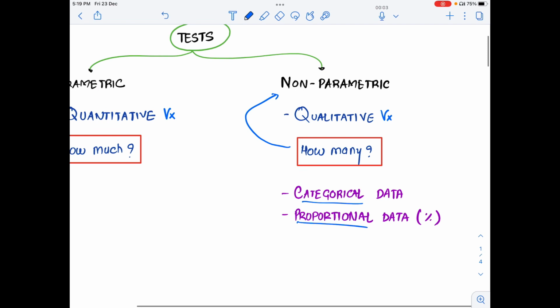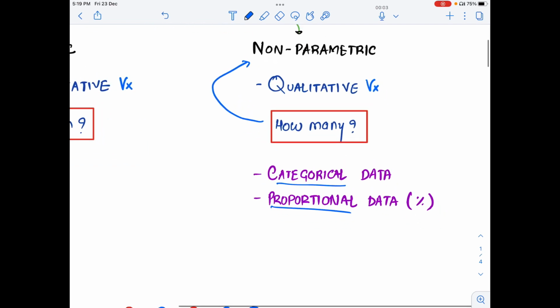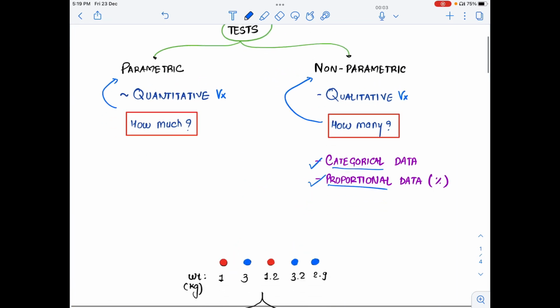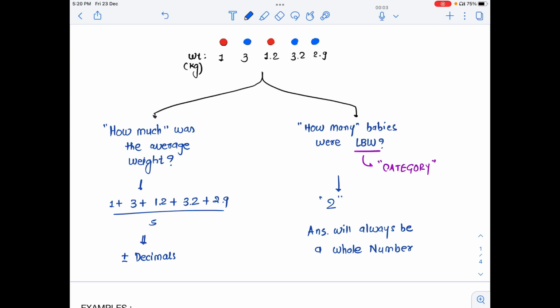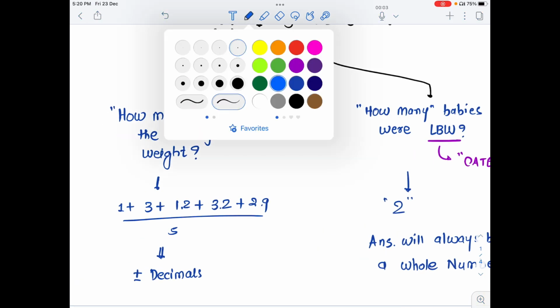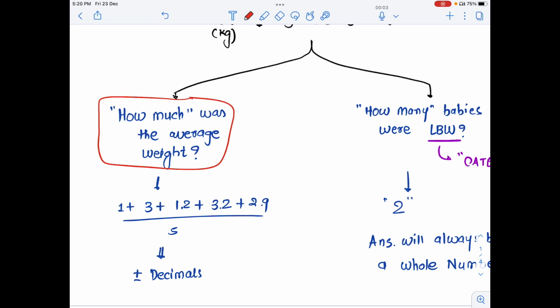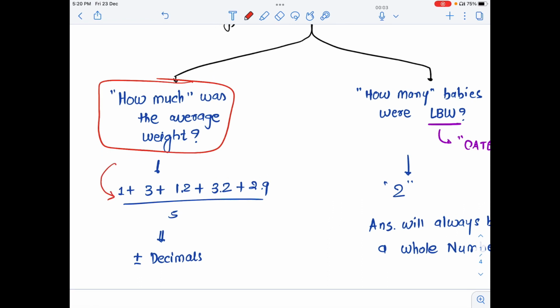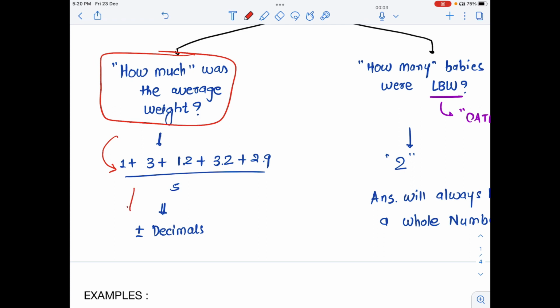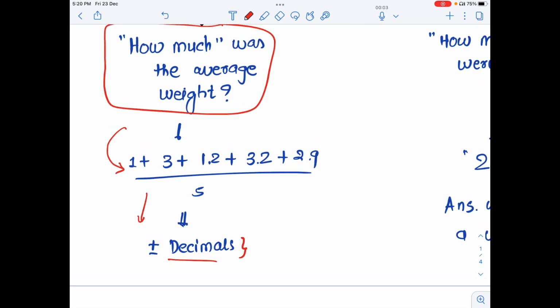Now I'll explain in a bit what I mean by this, but please also remember that it is also called categorical. It is also useful for categorical data as well as proportional data. Now imagine there was a hospital where 5 babies were followed up for their birth weight, and they were later used for research purposes. There were two types of research that were conducted. One research asked how much was the average weight of these babies, and you found out how to calculate the mean, and the mean gave you some value which was in decimals. Now it might also be a whole number value, but for this research it was a decimal number.